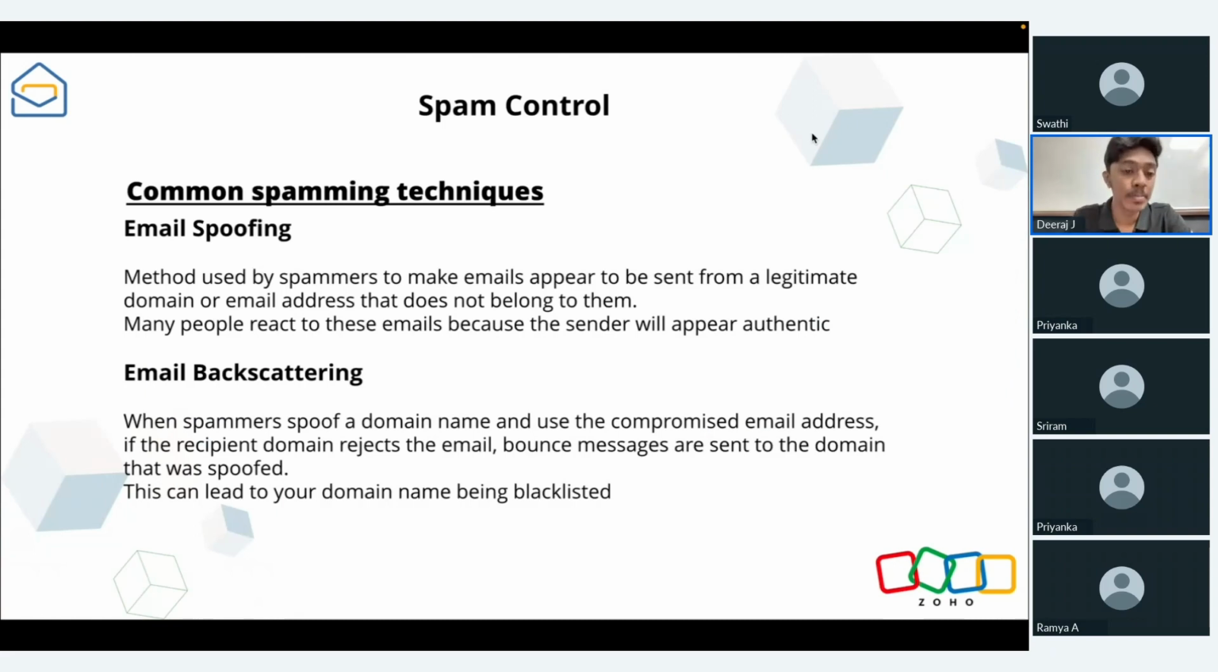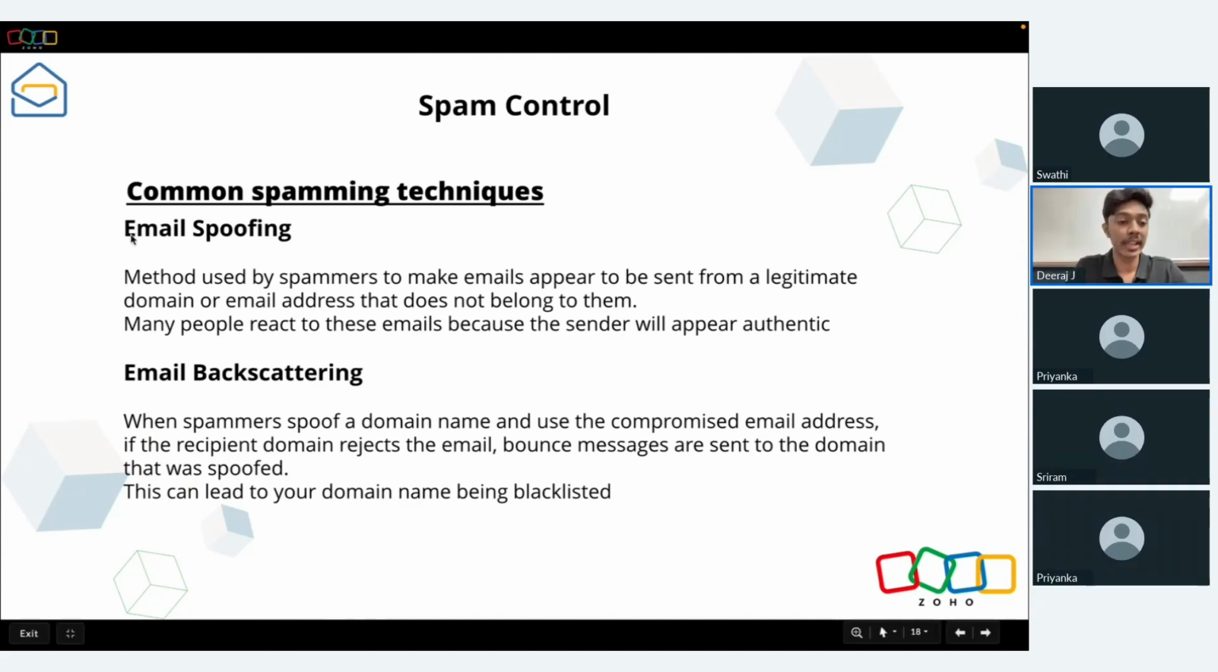So there is email spoofing and email backscattering. Basically, what email spoofing is, is that many spammers on the internet send an email and make it appear so legitimate, as if it is being sent from that particular email address or that particular domain. This email address or domain may not even belong to them. And even in this case, many people think that this is from a legitimate sender or a legitimate organization, and people even respond to those emails. So that is what email spoofing is.